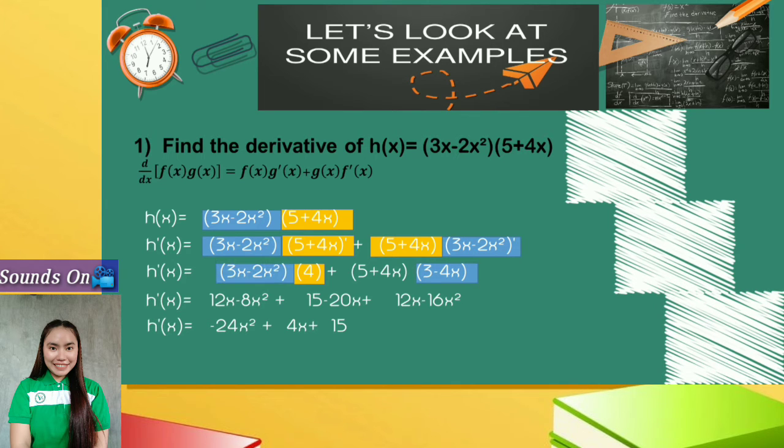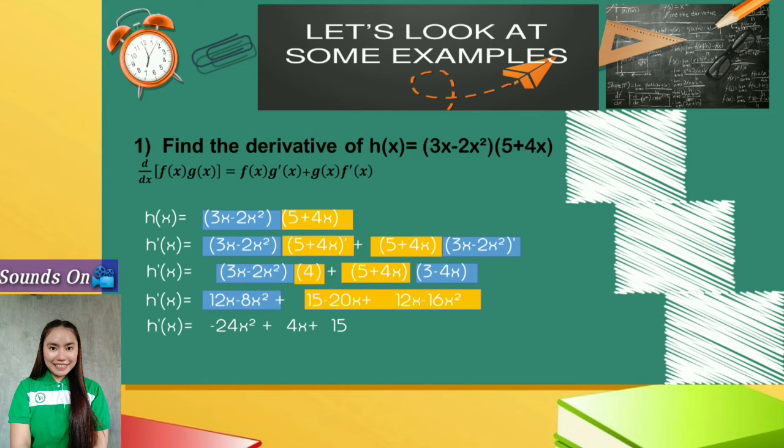prime of x is equal to, multiply natin yung 3x minus 2x squared to 4, and that would be 12x minus 8x squared. Plus, multiply natin yung 5 plus 4x sa 3 minus 4x, and that would be 15 minus 20x plus 12x minus 16x squared.